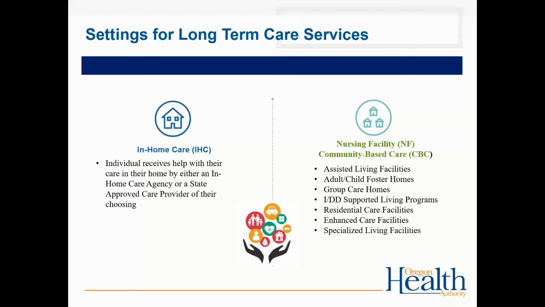So individuals can receive their care in a variety of settings. It can be in their own home by an in-home care agency or a state-approved provider that they would choose. Or it can be in some form of facility, either a nursing facility or a community-based care facility. And there's a variety of different types of those. But they can receive them in one of those types of facilities as well. Next slide.